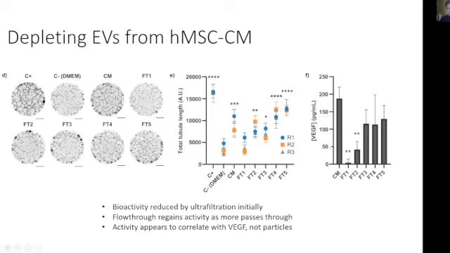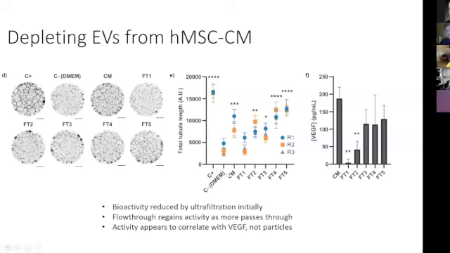And I decided to look at the soluble factors, and so I chose VEGF. I chose VEGF as a representative. It's not the only soluble factor that's likely to be important. I chose it as a representative because it's well known and well characterized, and I had to choose something. And what I found is that in the initial flow through, VEGF is completely depleted, and then it rises again in a pattern similar to that of the bioactivity of the in vitro assay.